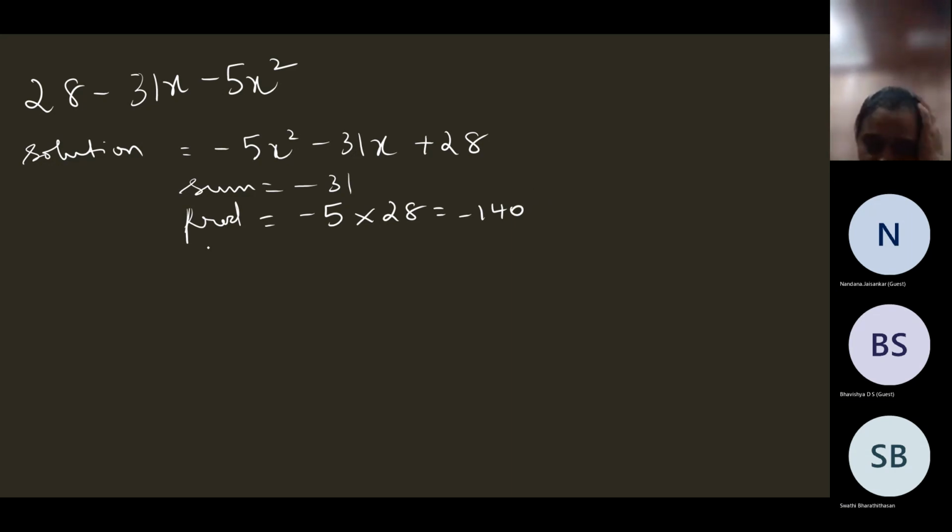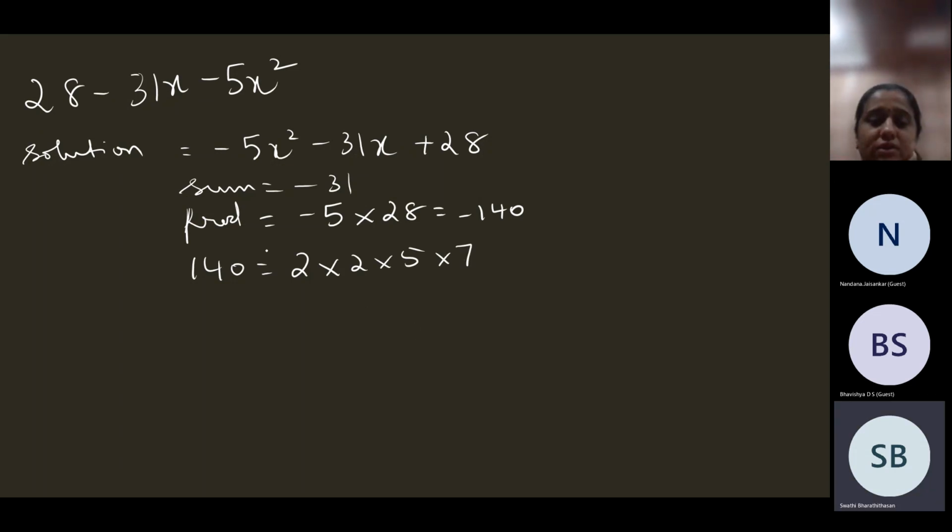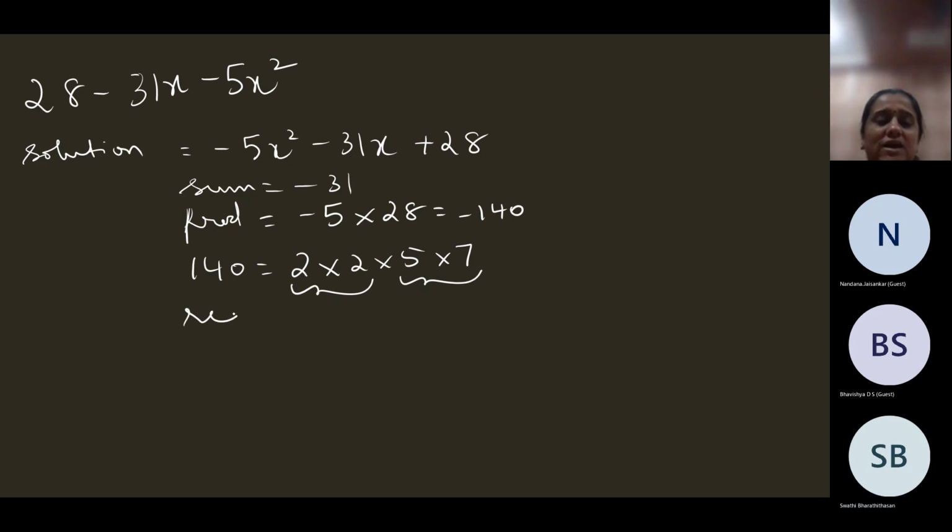Yeah, what are the two numbers? What is 140? 140 is 14 tens. So 2 into 2 into 5 into 7. Yes, ma'am. And the required numbers are minus 35 and plus 4, ma'am. Very good. Minus 35 and plus 4. Yeah, required numbers are minus 35 and plus 4. Minus 31 and minus 1.